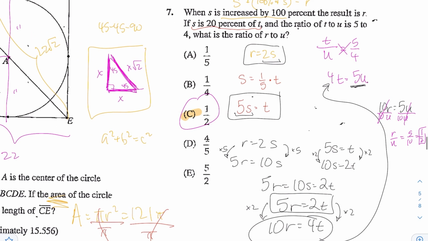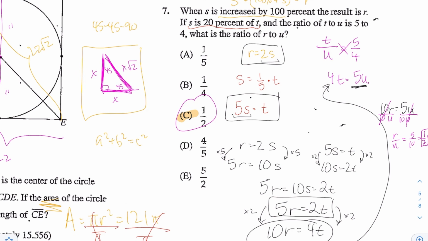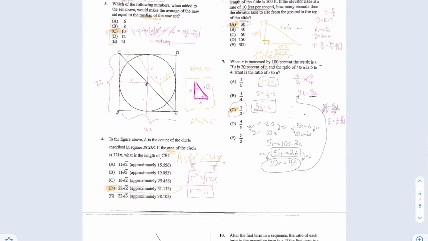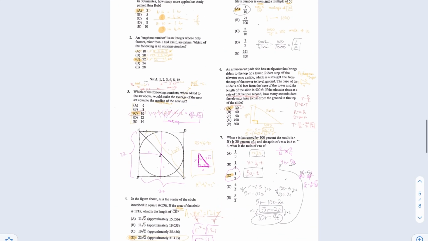So for number 7, you just have to do a lot of equations. Specifically, you have to turn the word sentence to a number sentence, and then just use the lowest common multiples to equate these equations together and just do a bunch of substitutions. All right, and here's the summary for this page.